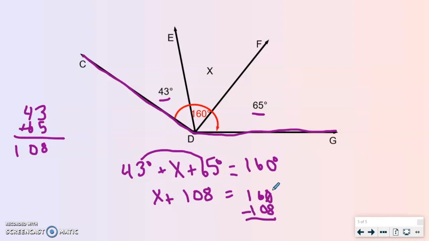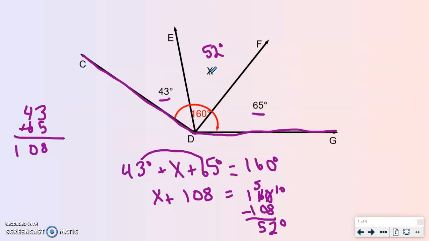Once I do that, quick regroup: 10 minus 8 is 2. 5 minus 0 is 5. And 1 minus 1 leaves me with nothing. So my remaining amount after I've subtracted the value of the other two angles is 52 degrees. So 52 degrees is what I get for the value of X.